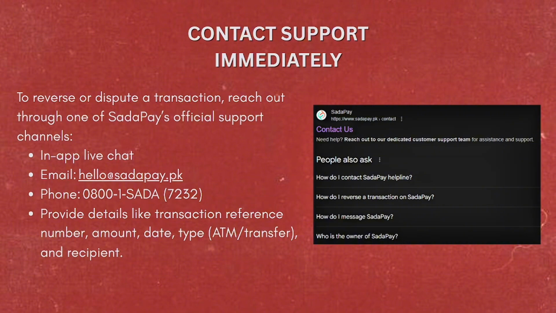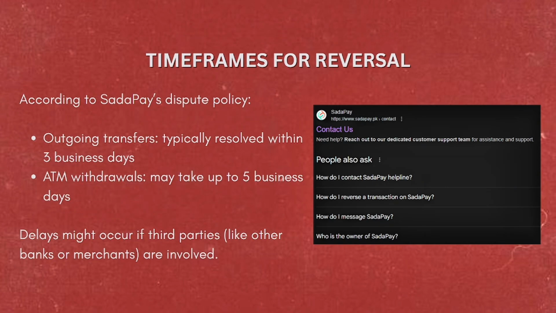You can just search for it on Google or Safari, and then click on the first result that comes up, just like this one. Once you're there, you'll find the in-app live chat, and here is their email. You can also call their phone number, and then you can provide details like the transaction reference number, amount, date, type, such as an ATM transfer, and the recipient. Those are the pieces of information that you need to give to contact support.